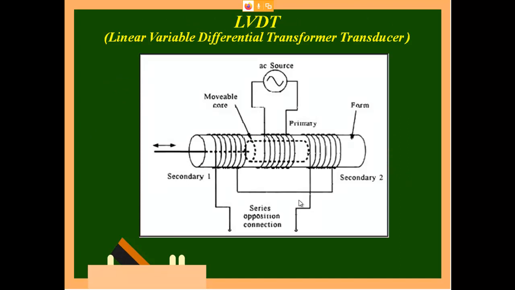LVDT is linear variable differential transformer. I repeat, linear variable differential transformer. So one thing you are very clear, that is LVDT is a transformer. When you say it is a transformer, you will have primary and secondary. Based upon the primary and secondary turns, primary voltage will be either stepped up or stepped down. That is what we call it for a transformer.